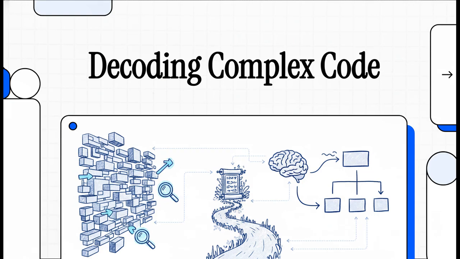All right, let's talk about something that pretty much everyone who's ever touched software knows all too well. It's that feeling, right? You open up a project and you're just hit with this wall of code. It's complex, it's ancient, there's zero documentation. It doesn't matter if you're a junior dev or a senior architect, it's a universal problem. How do you even begin to understand a system when the people who wrote it are long gone?